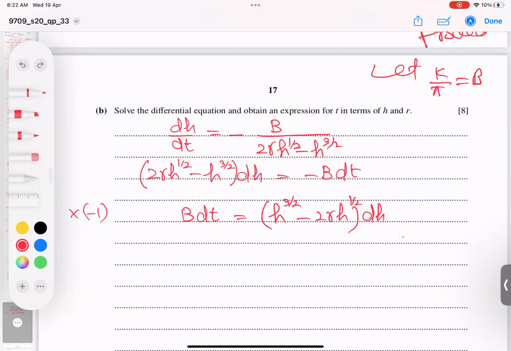Okay. Now I'm integrating. Integrating, you keep b inside or outside, no issue.